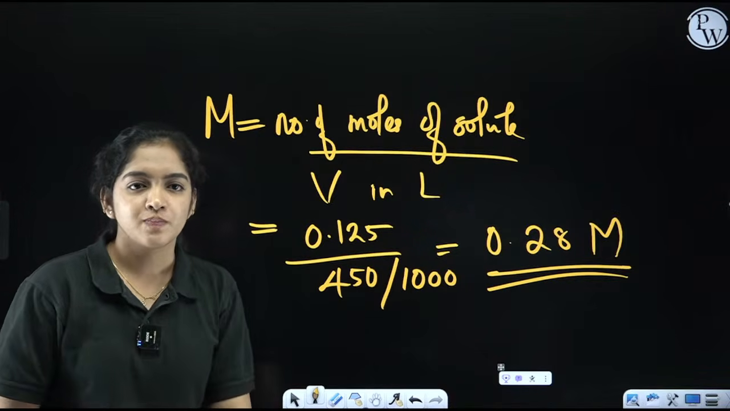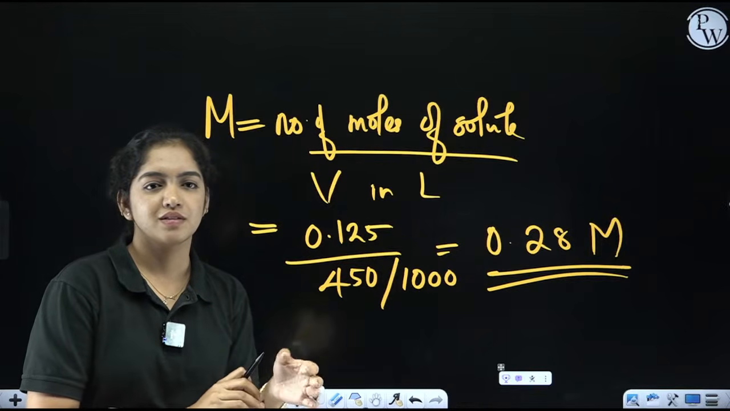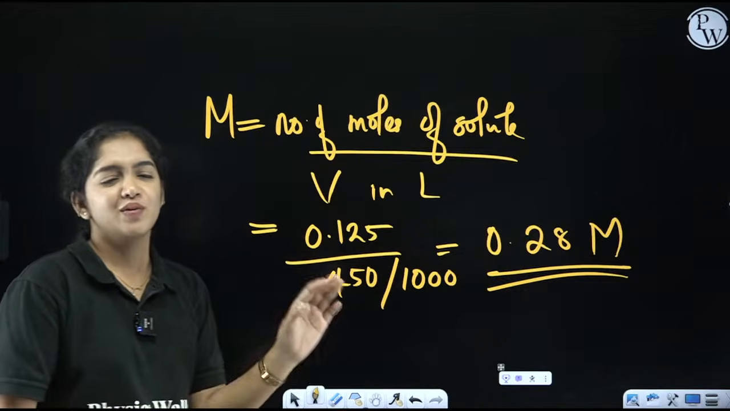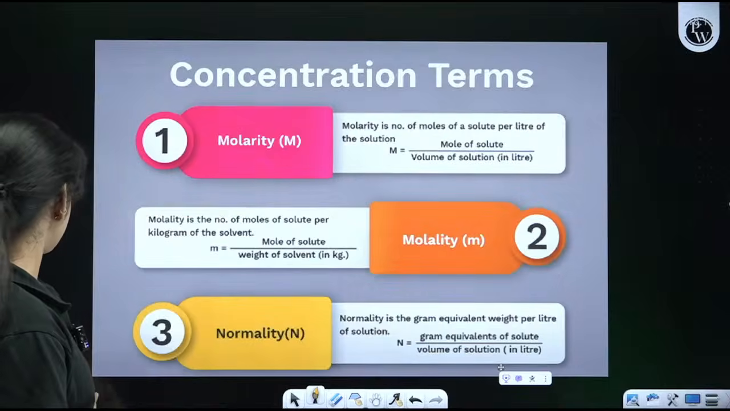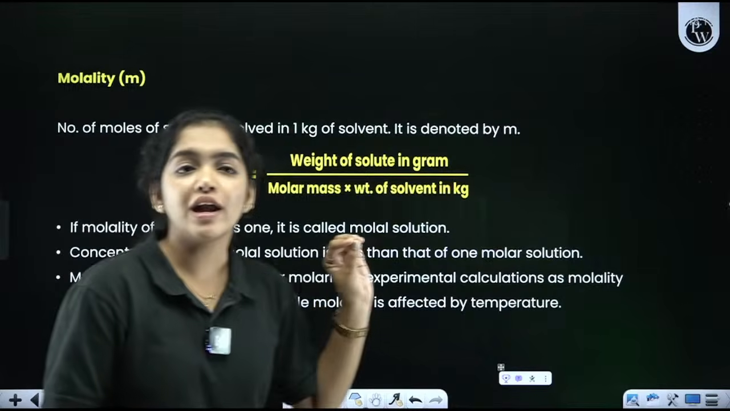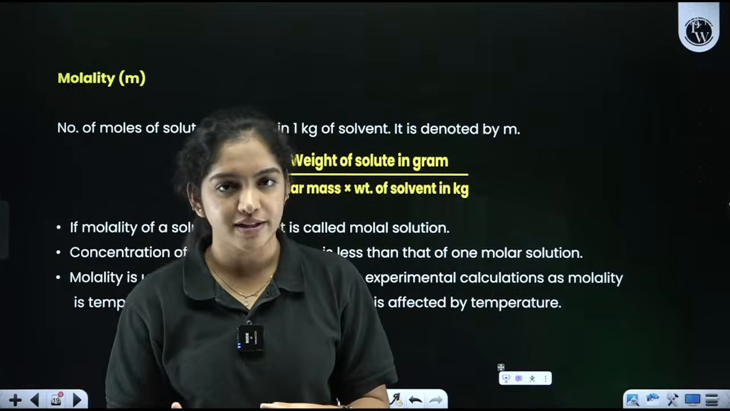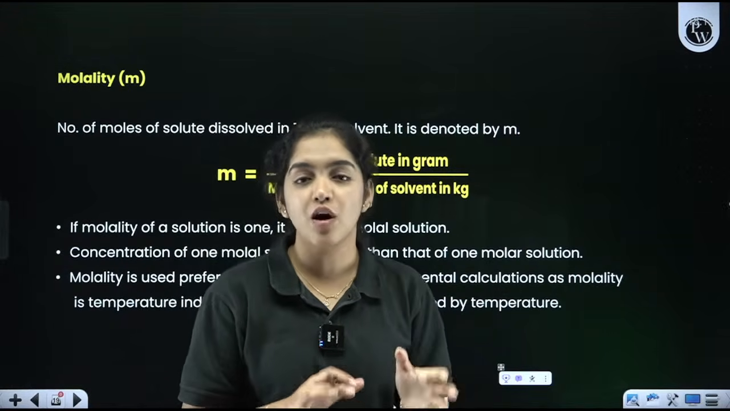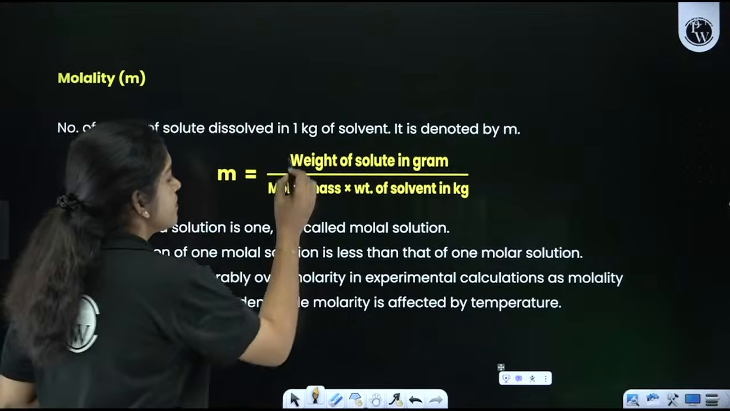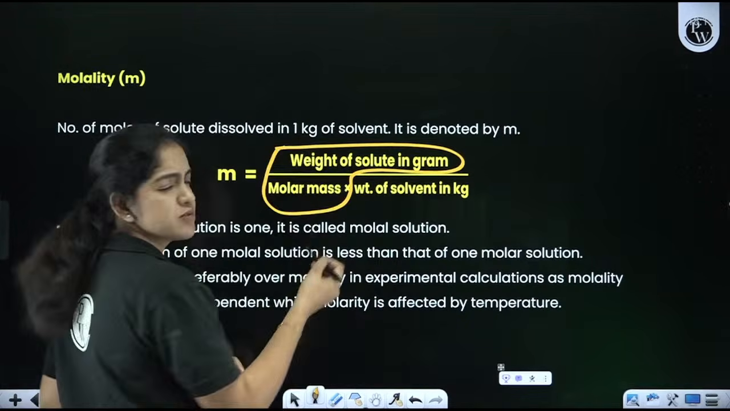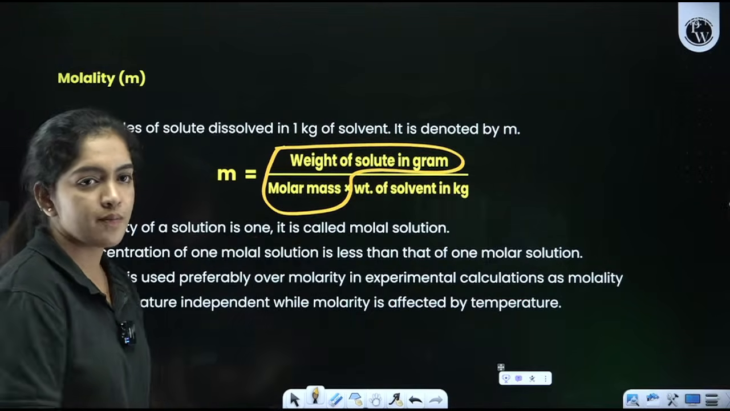Next concentration term. Okay. So next concentration term is molality. Molality is very important. Molality means not in the volume terms. We are calculating in terms of mass: mass of the solvent in kilogram. Only one change is there. Molality means the number of moles of solute divided by weight of the solvent in kilogram. We can rewrite the equation.